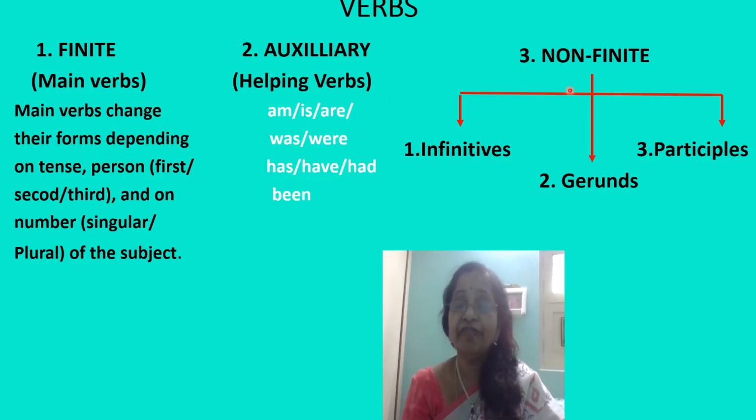Now coming to the non-finite verbs, this is what we are going to discuss today. Non-finite verbs are not the main verbs. They are the verbs which do some other job. We will learn about those things. But the only thing you have to remember is they are not affected by the tense or person or the number. This is the key word you have to remember when you talk about the non-finite verbs.